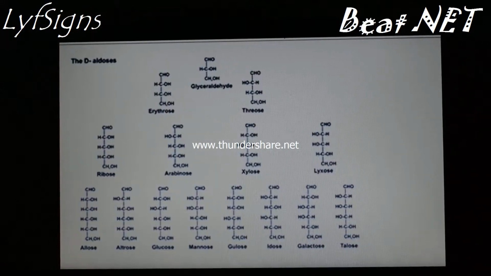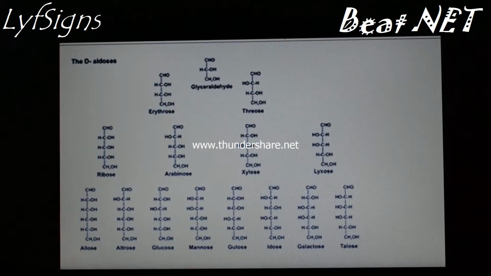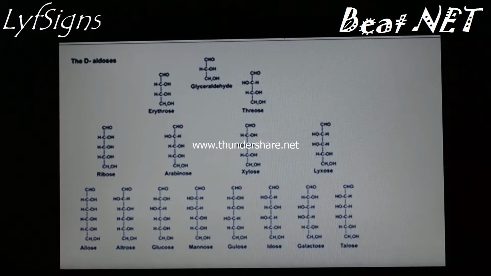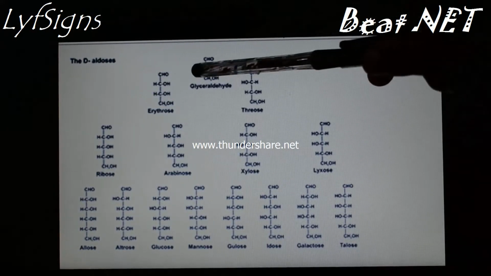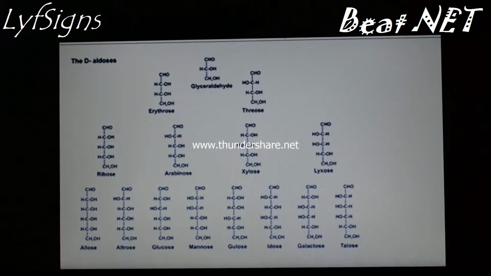Here you can see that monosaccharides are classified into another set based on the number of carbon atoms present in them. The simplest is the 3 carbon form. They are called trioses. Here an example is glyceraldehyde.